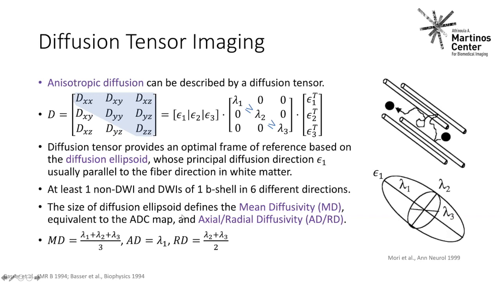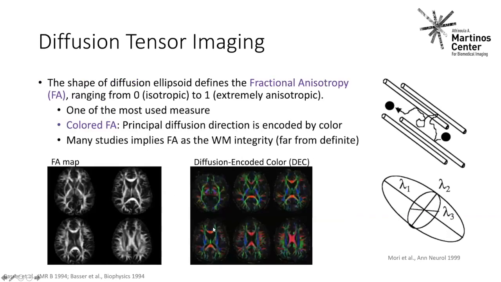And the size of the diffusion ellipsoid defines the mean diffusivity, equivalent to the ADC map, and the axial and radial diffusivity can be obtained from lambda 1 and lambda 2 and 3. And the shape of the diffusion ellipsoid defines the fractional anisotropy, ranging from 0 for isotropic to 1 for extremely anisotropic. This is one of the most used measures. And here is an example FA map.